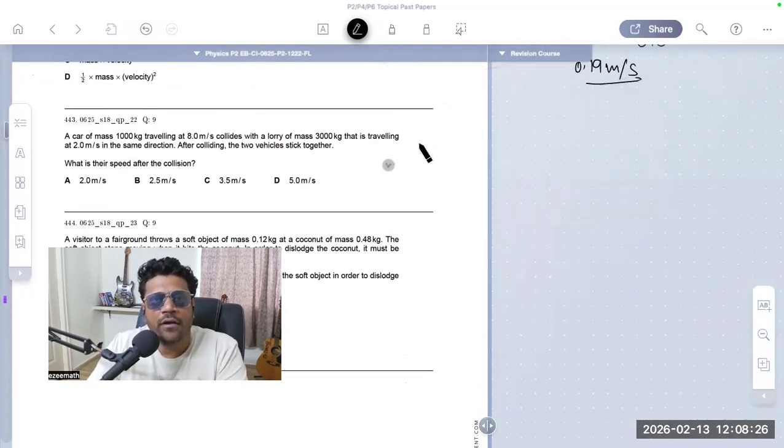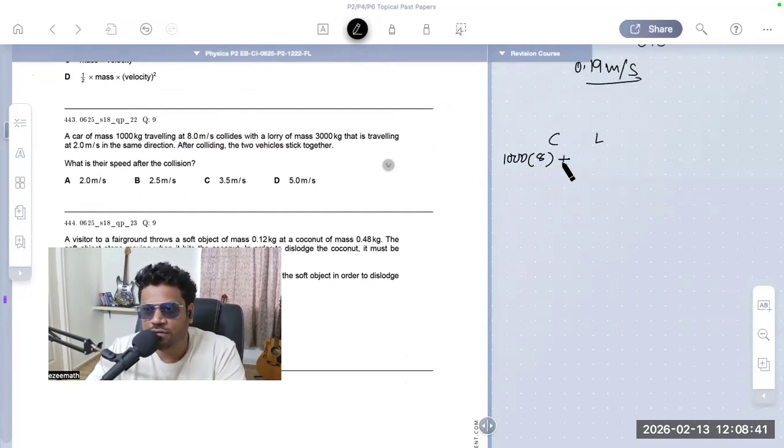So a car of mass 1,000 kilograms traveling. So car with a lorry. So 1,000 kilograms on the car, mass is 1,000, speed is 8. Lorry also has some speed to it. It's a 2 and a mass of 3,000 in the same direction, meaning both of them are going to be positive. After colliding, the two vehicles are stuck together.